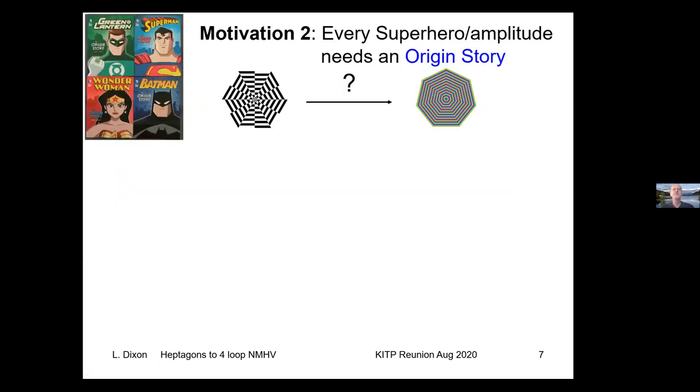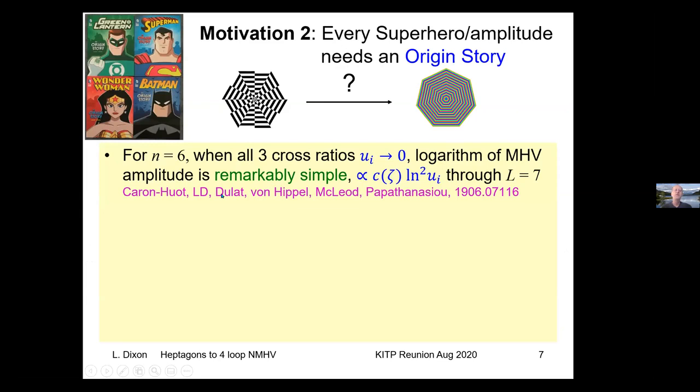Okay, here's the second motivation. And I'm sorry for recycling this joke from previously, but if you've read enough comic books or seen enough Marvel movies, you'll know that every superhero has an origin story, where they came from. And we believe that every super amplitude also needs an origin story, or some region where the amplitude simplifies and yet things become quite interesting. And so far, we have only one example of this in print, the hexagon case, n equals 6.